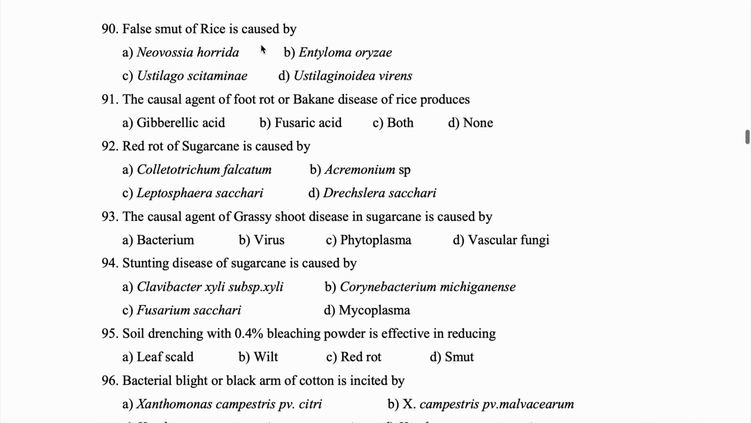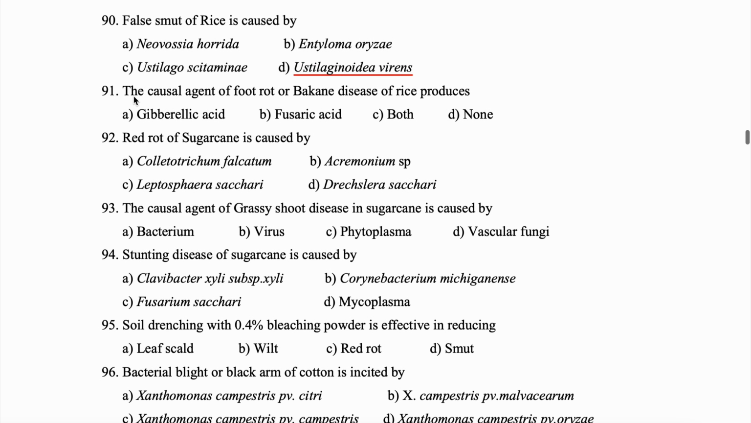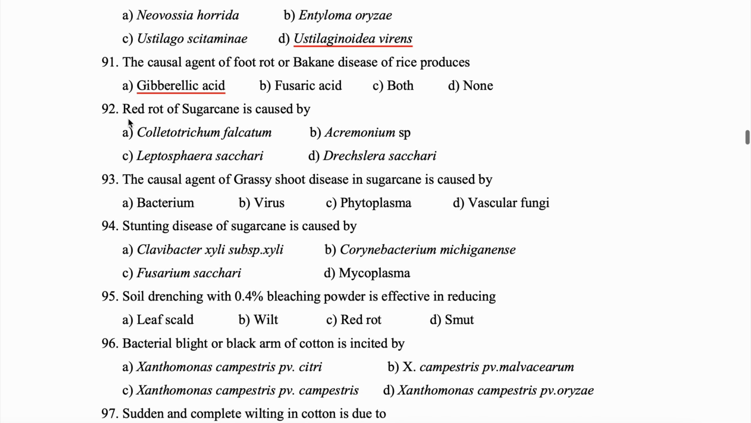Question 90. False smut of rice is caused by Ustilaginoidea virens. The causal agent of foot rot or Bakanae disease of rice produces gibberellic acid.